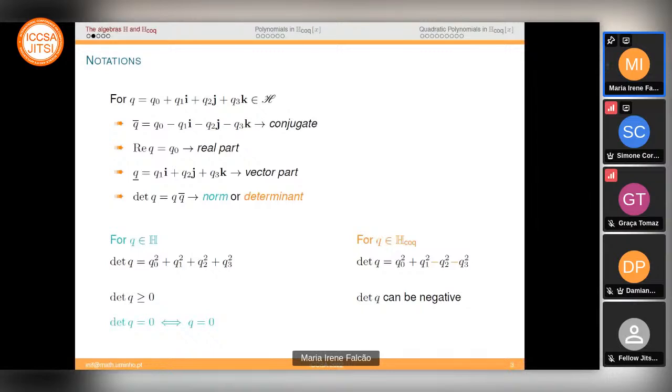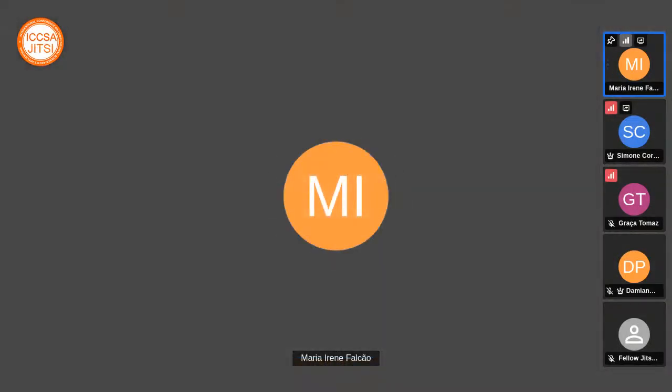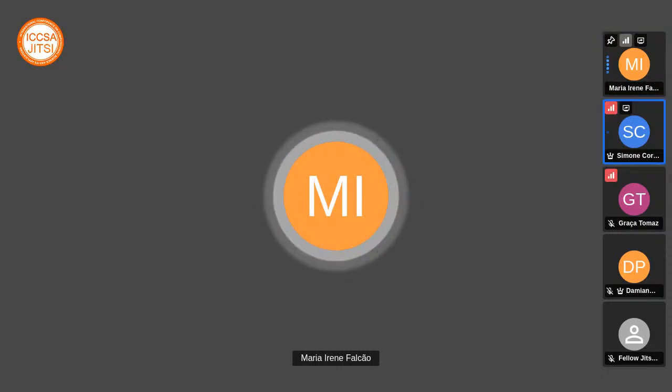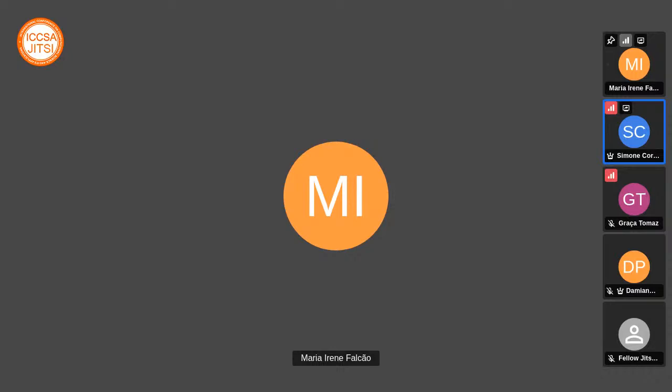But in the case of the coquaternions, we can have coquaternions with negative determinant and coquaternions with determinant equal to 0, different from q equal to 0, and this is the difference.